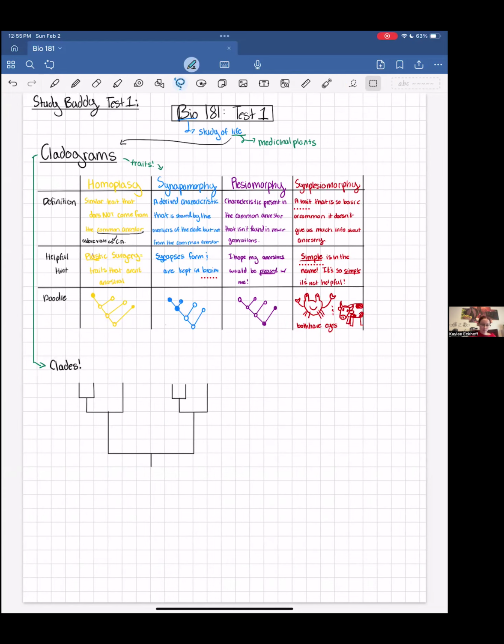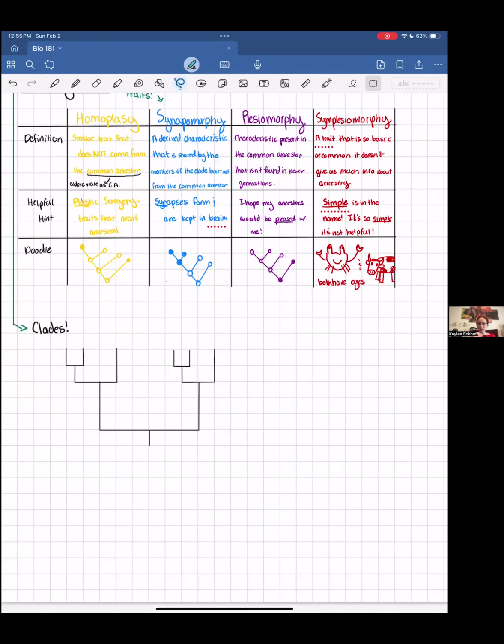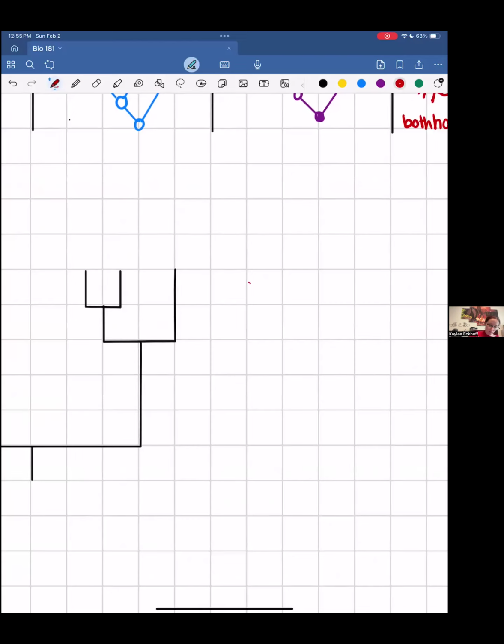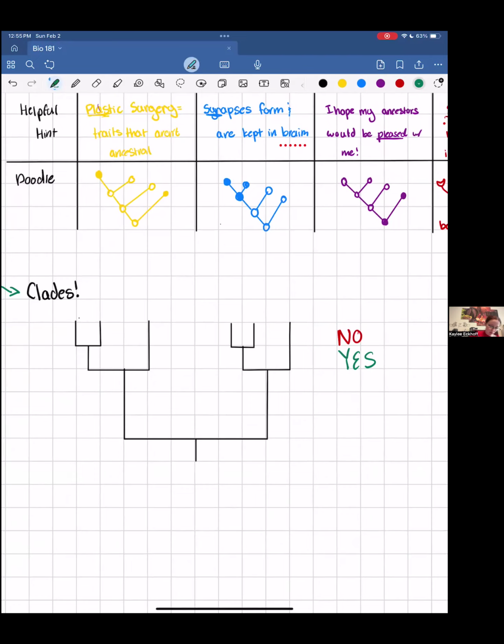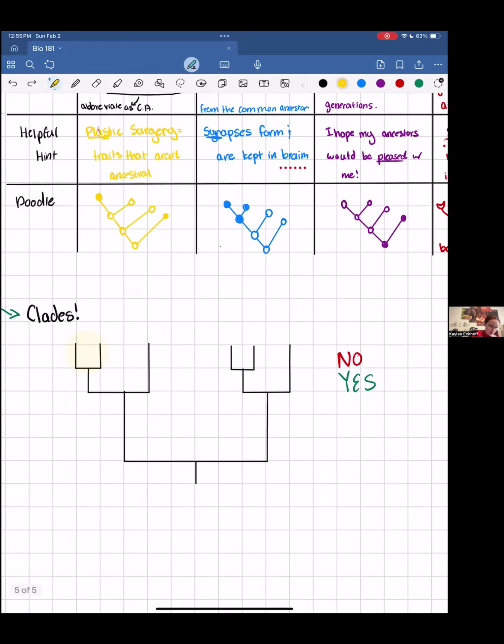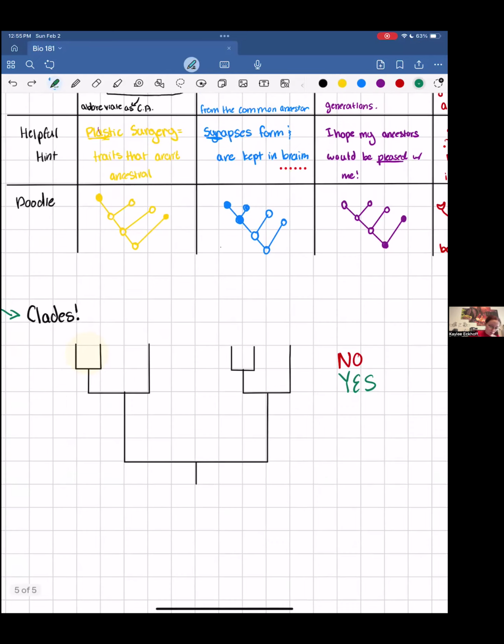what is a clade? What on this tree can be identified as a clade? We're going to have a red no and a green yes. Looking at this, if I were to look at this one right here, that would be a clade because you're drawing from the ancestor and you've got everything above it. So that would be a clade.